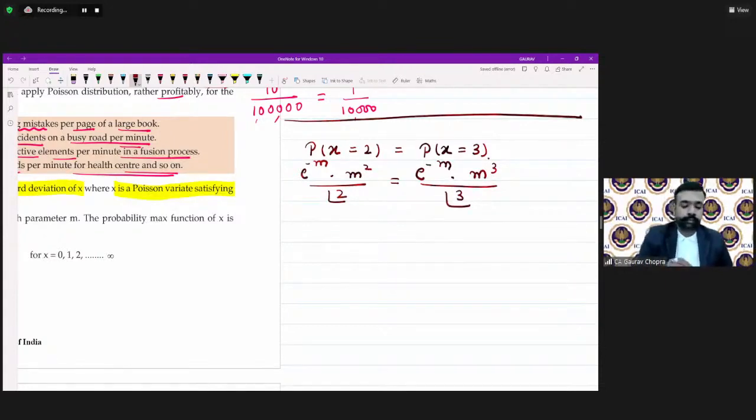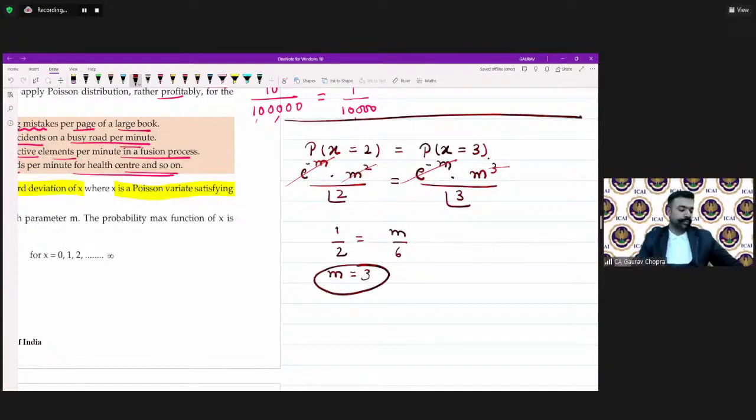Factorial 3. Now we can cancel some things. So e to the power of minus m got cancelled. M square got cancelled with the m cube. So what we are left with? So now we are left with m, 1 upon 2 is equal to m upon 6. So m is simply 6 by 2, that is 3. M becomes 3. Now it becomes super easy.